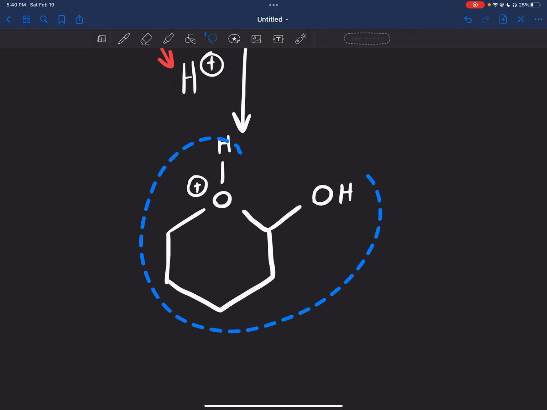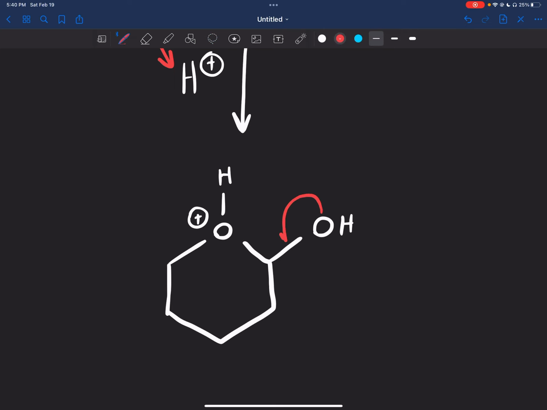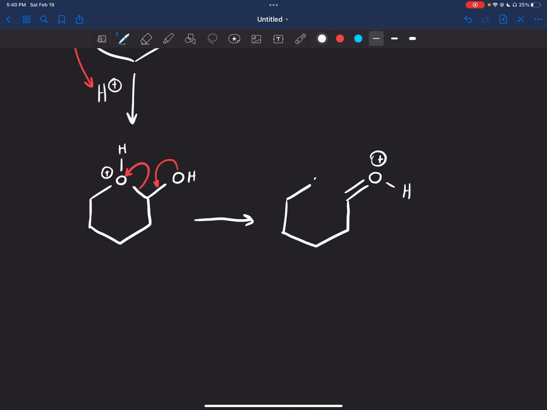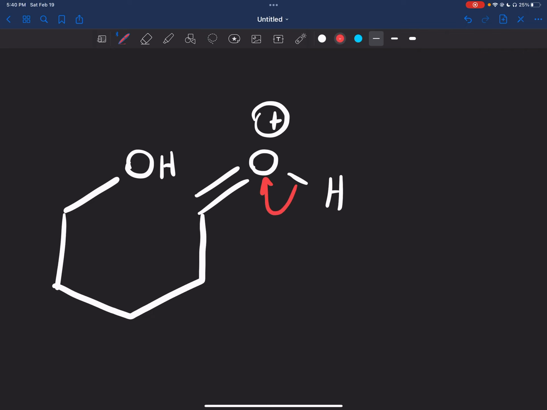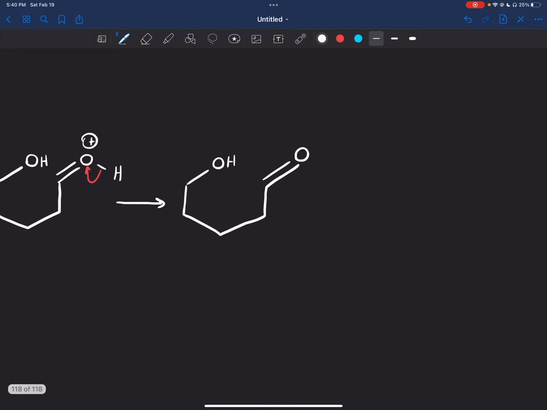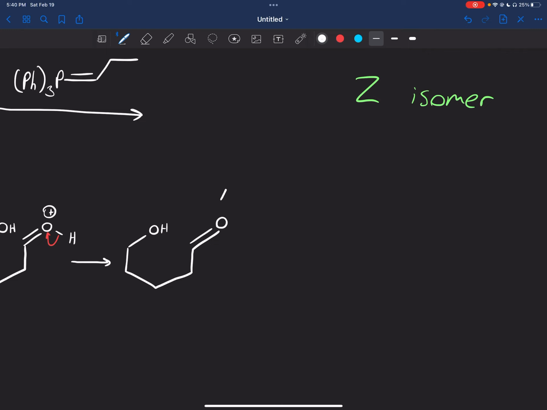Next thing that happens after protonation, the OH drops a lone pair down to form a double bond. This bond breaks onto the O. So my OH is double bonded now. It still has the H though, and it's going to have a plus. And this is now an OH. All that happens now is the H over here drops off. And we have our neutral carbonyl. Now I see my carbonyl. Now I can do my Wittig reaction.